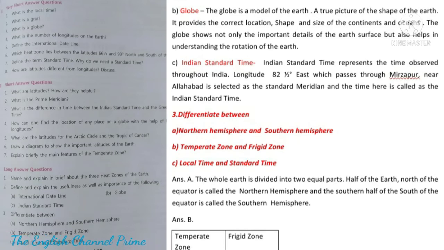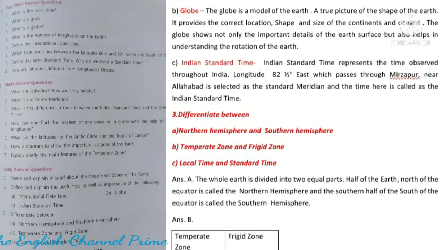Done. Third question. Differentiate between A. Northern Hemisphere and Southern Hemisphere. So you can write down the answer. The whole earth is divided into two equal parts. Half of the earth north of the equator is called the northern hemisphere, while the half south of the equator is called the southern hemisphere.